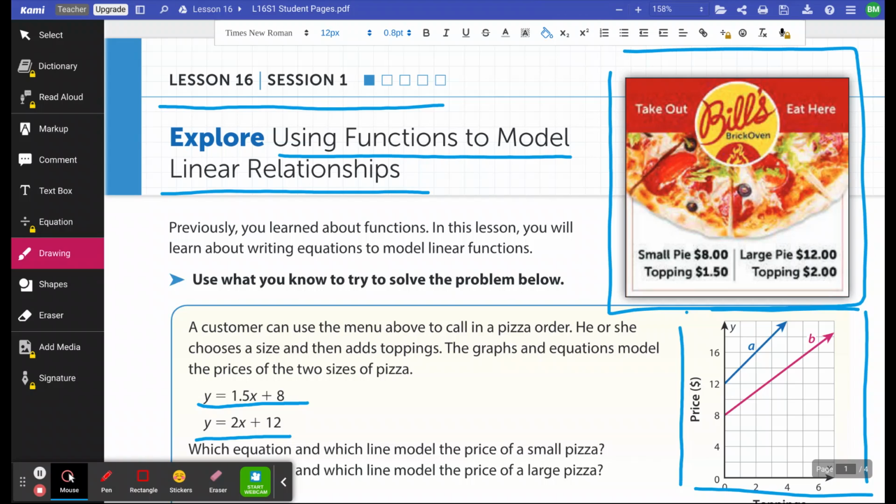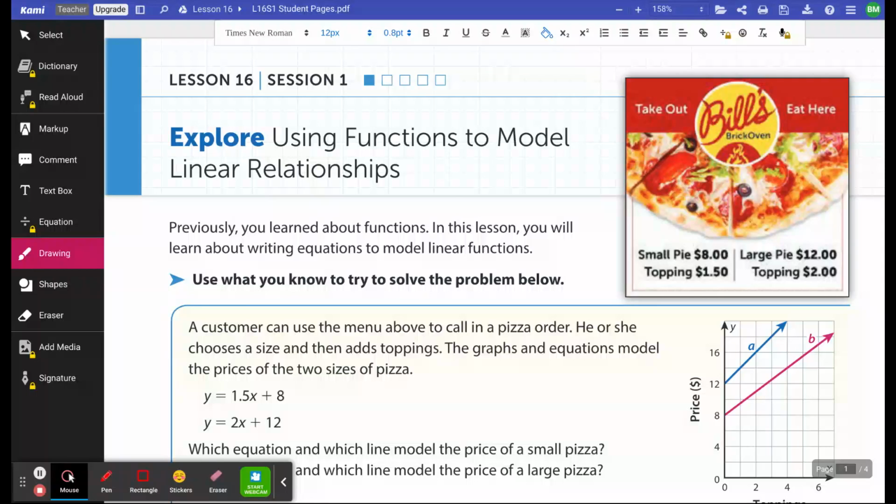I'd like you to pause the video and see if you can figure that out from the information given in the menu. All right, so let's start with the small pizza. I'm going to go back to the menu and look at the information I'm given for a small pizza. It looks like a small pizza with no toppings starts at $8. So that's my starting price. And then every topping I add is going to add another $1.50 to my total cost.